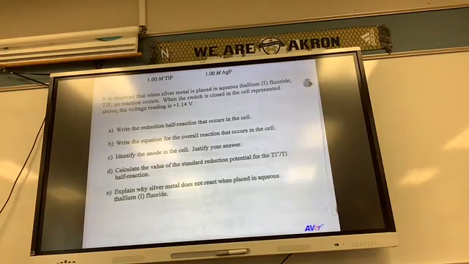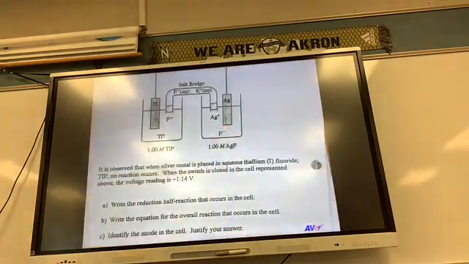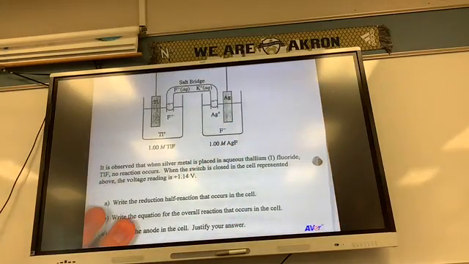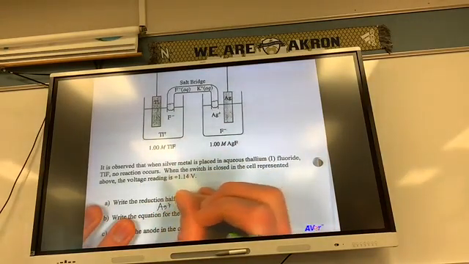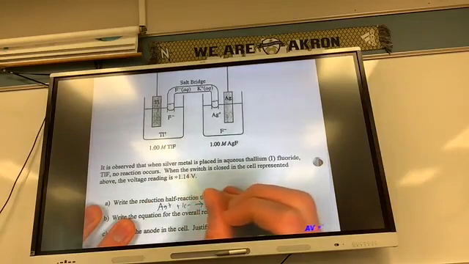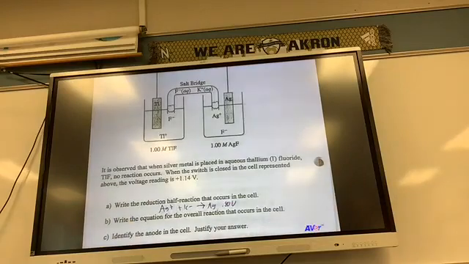Ag plus 1 electron yields Ag. On the left bottom column is 0.80 volts. Why are we using that, not fluorine? Because fluorine is from the salt bridge. It has nothing to do with the metal. We need to use the metal. So, the reduction half reaction is Ag plus 1 electron yields Ag, and that is 0.80 volts. And that's the reduction because it gained.